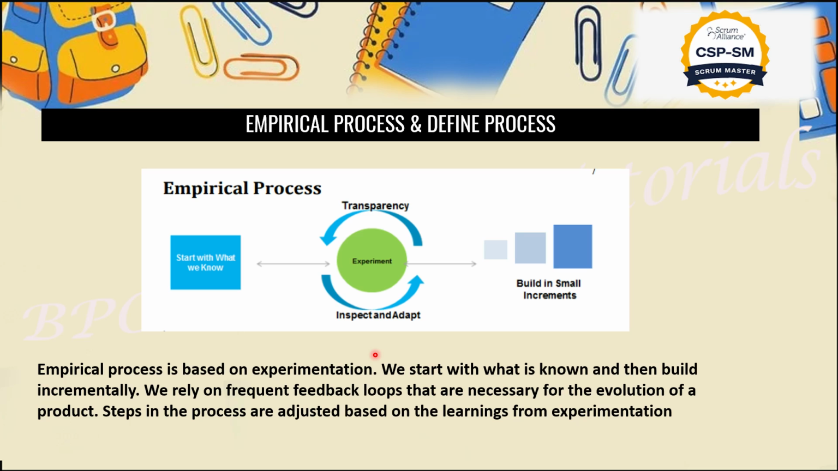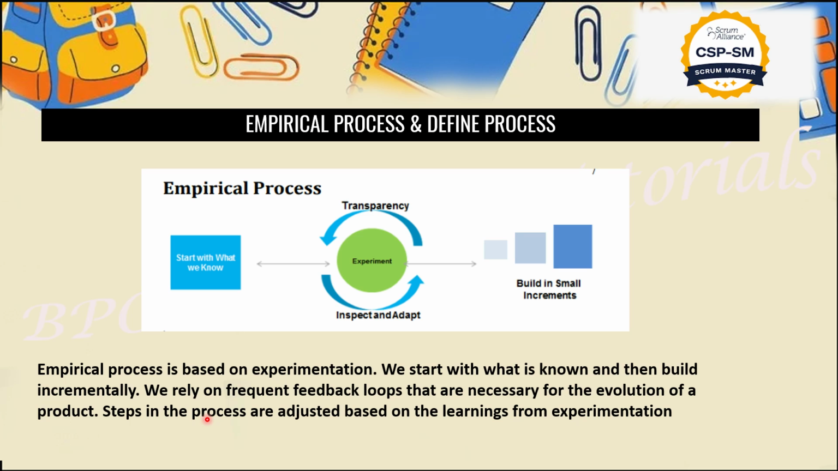Let's see the definition here: empirical process is based on experiments. We start with what we know and then build incrementally, step by step. We will not complete everything we know from the start and directly share it. We'll go step by step. We will show the A part, then the B part, then the C part, and process accordingly.